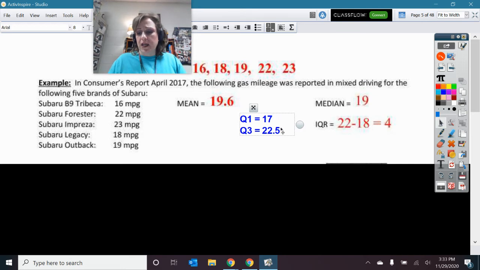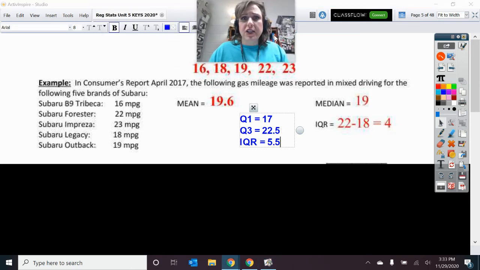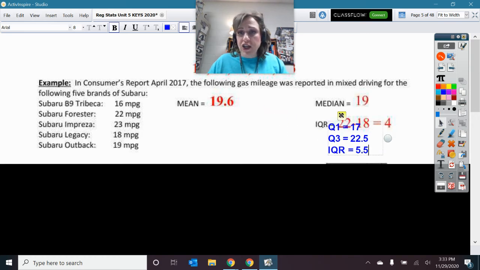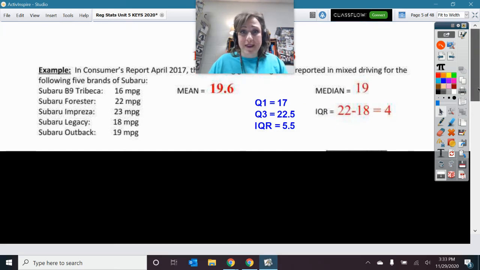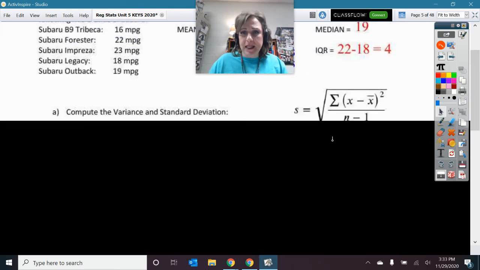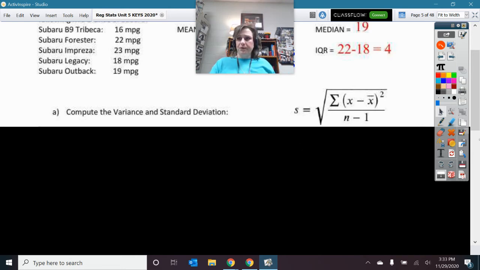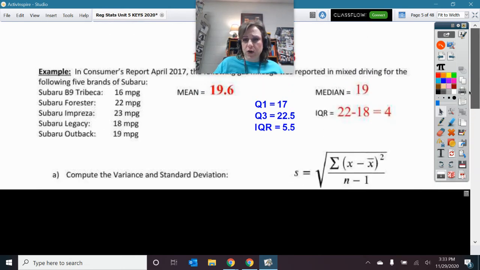Okay, so here we have, and we'll keep that in mind as we're going through and looking at things, because that's a measure of variability. Okay, so let's move on and start working through this standard deviation formula. All right, so here it is, the standard deviation formula.